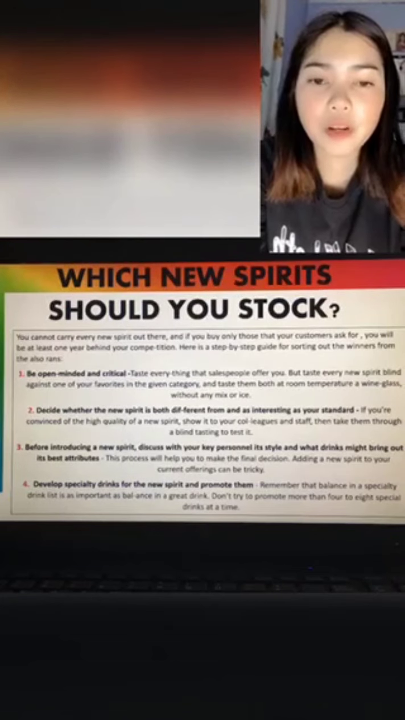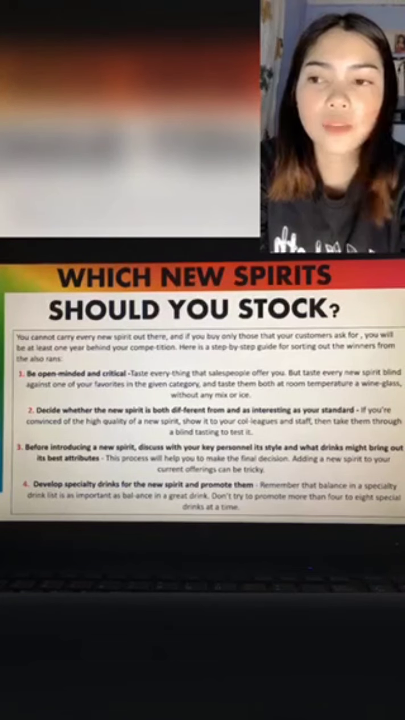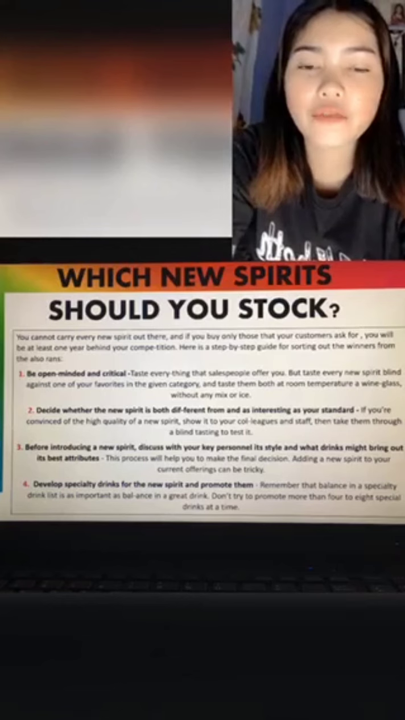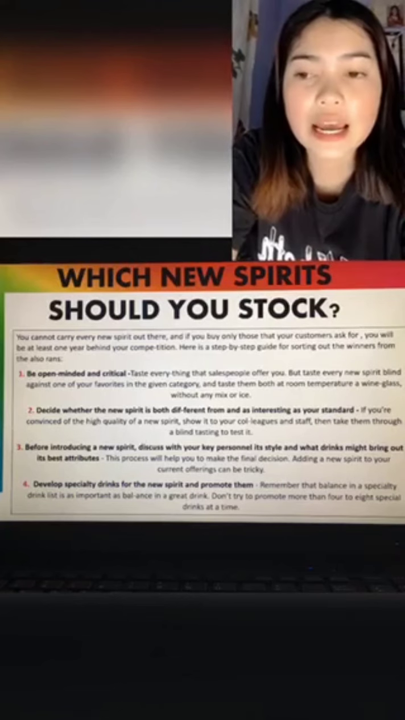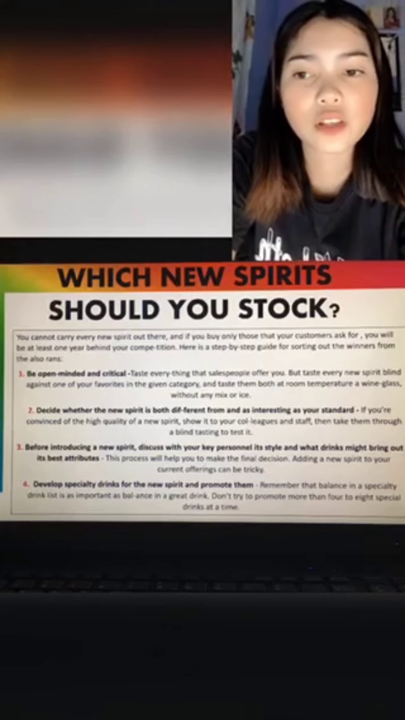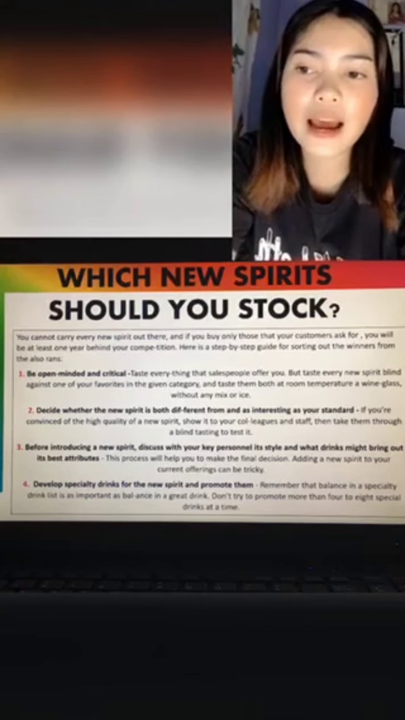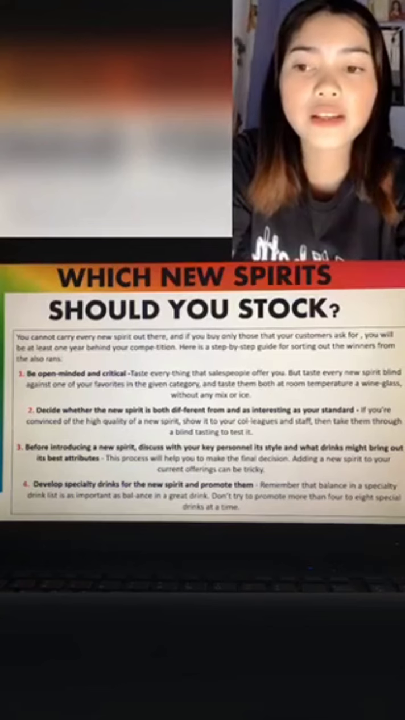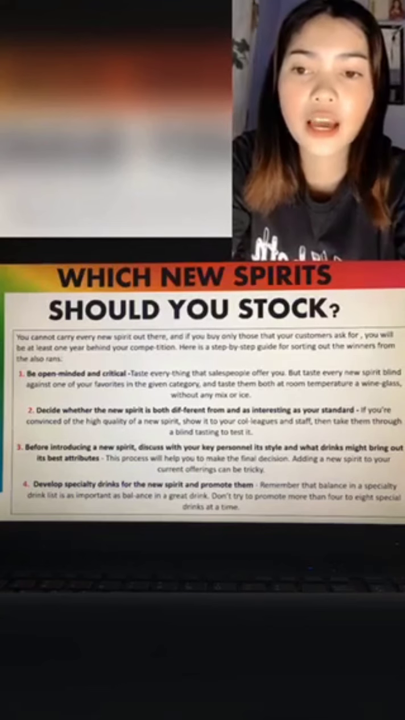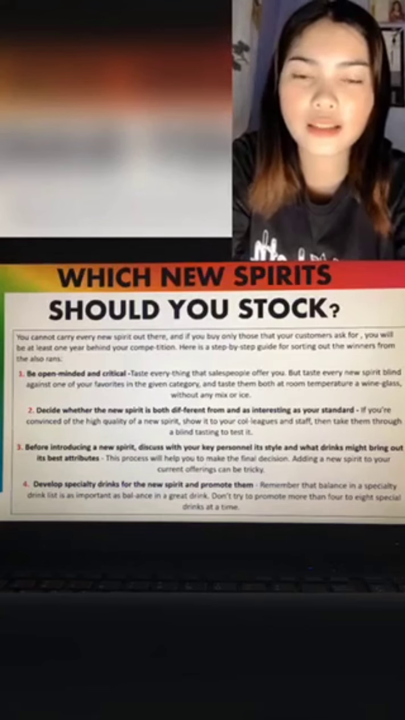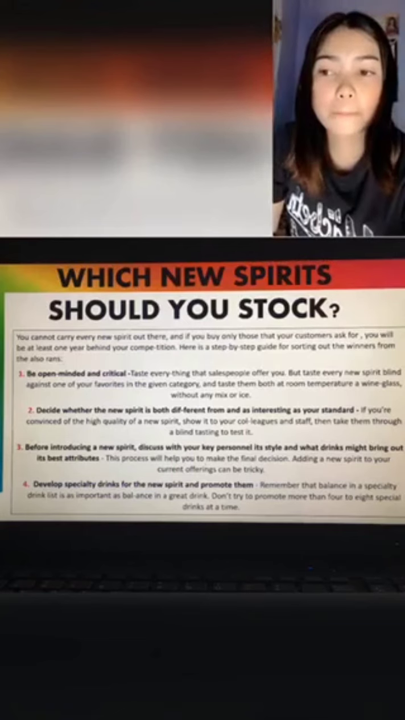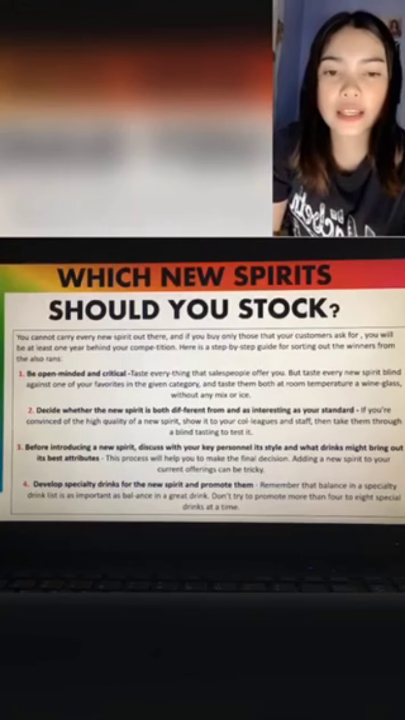Which new spirits should you stock? You cannot carry every new spirit out there, and if you buy only those that your customers ask for, you will be at least one year behind your competition. Here is a step-by-step guide for sorting out the winners from the also-rans. Step 1. Be open-minded and critical.